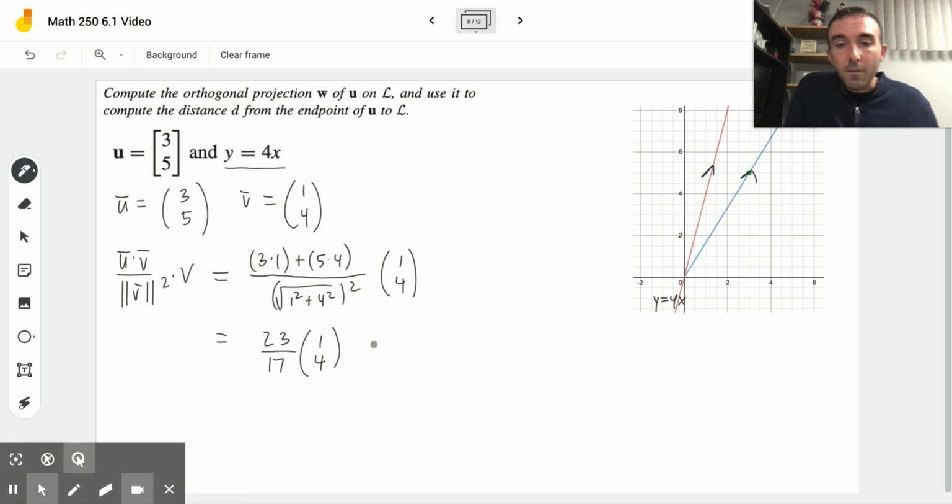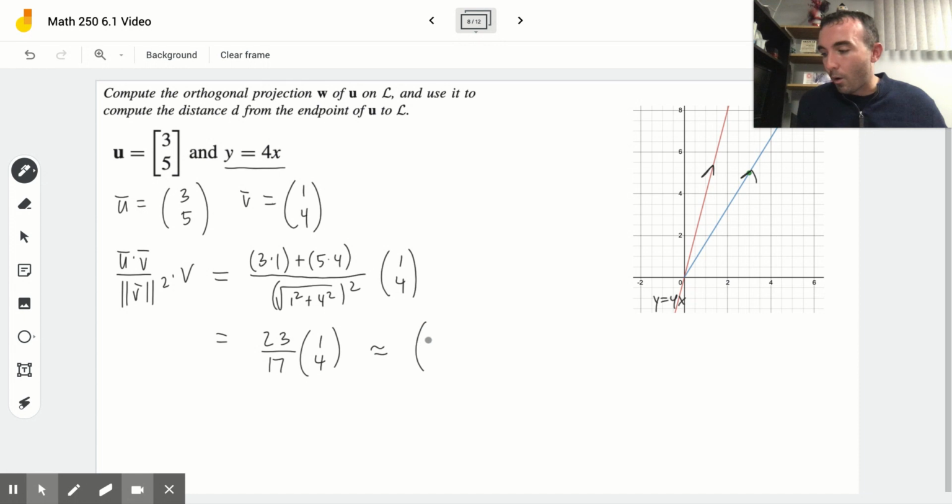So the meaning of this answer, this would be our orthogonal projection W of U on L. If I'm rounding it, it's about 1.35, I'm just going to go to about 2 places, and then 5.41. And that's on the red line. So if I graph that, 1 would be over here, so it's a little bit more than that, and then at about 5.5 or so, almost right where I drew my arrow. So that's where I'm looking at.